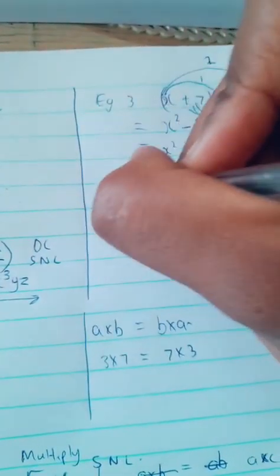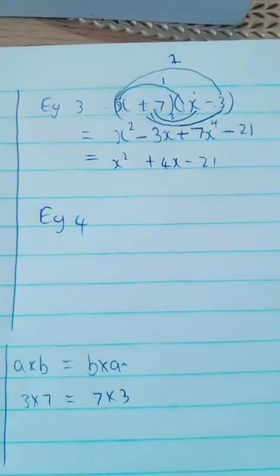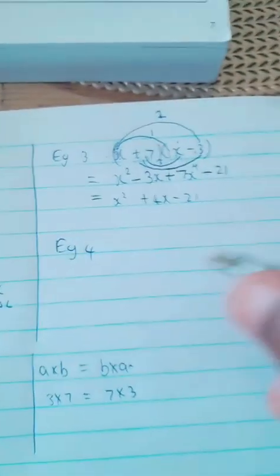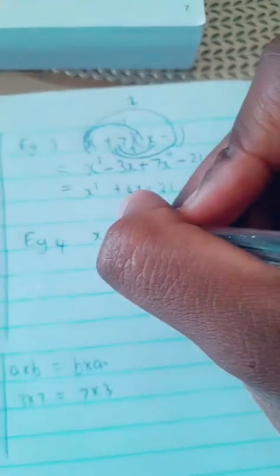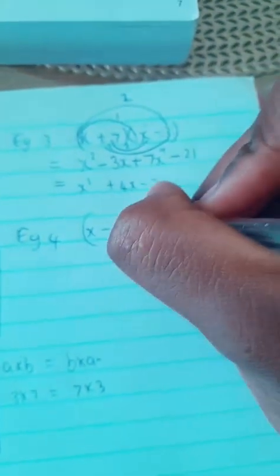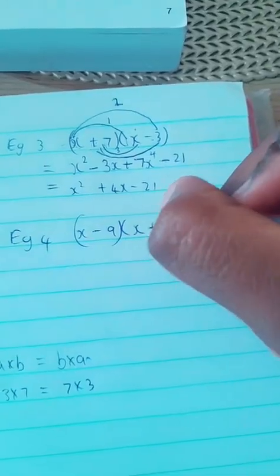Then the last example, the second last example for a binomial by a binomial, which I want to do, is this one. (x − 9)(x + 4).